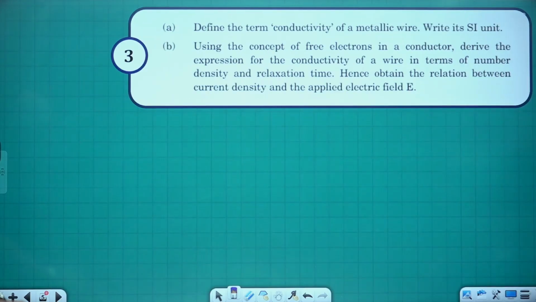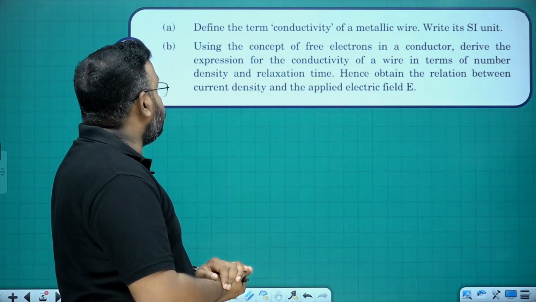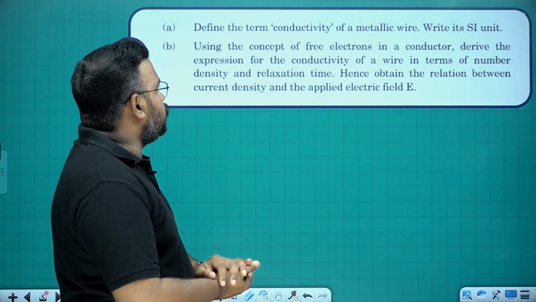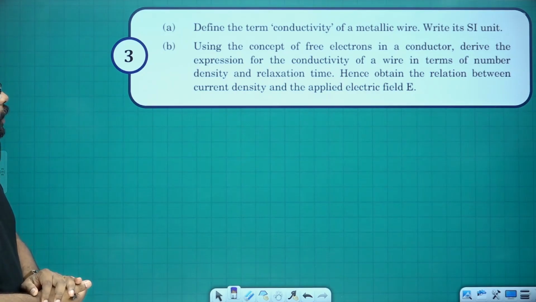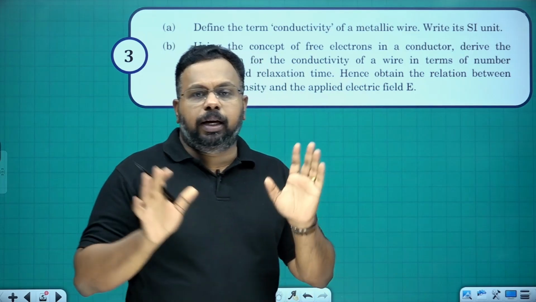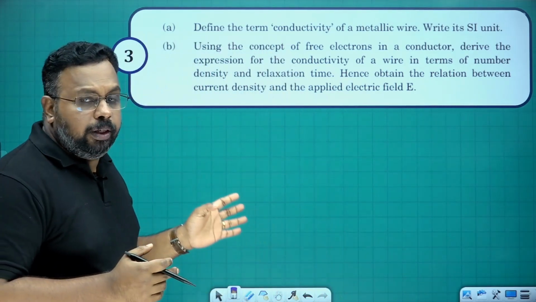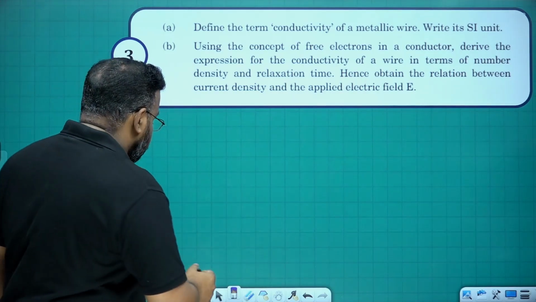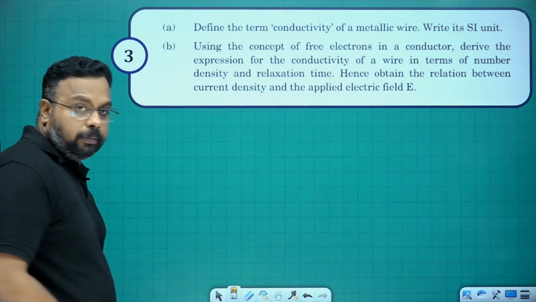Let's move on to the third question. Define the term conductivity of a metallic wire. Write its SI unit. Using the concept of free electrons in a conductor, derive the expression for the conductivity of a wire in terms of number density and relaxation time, hence obtain the relation between current density and the applied electric field. Direct question. Please study it using your books. Derivation only. Important derivation. Do you remember the resistivity derivation starting from the concept of drift velocity, right?